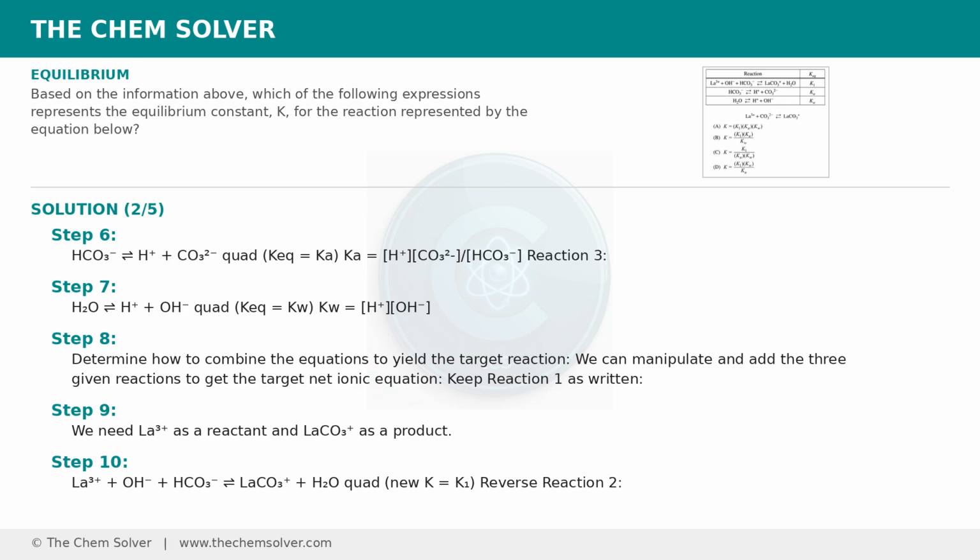Determine how to combine the equations to yield the target reaction. We can manipulate and add the three given reactions to get the target. Net ionic equation. Keep reaction 1 as written. We need La^3+ as a reactant and LaCO3^+ as a product. La^3+ + OH^- + HCO3^- is in equilibrium with LaCO3^+ + H2O. New K equals K1.